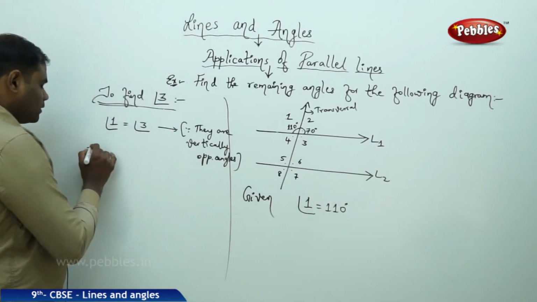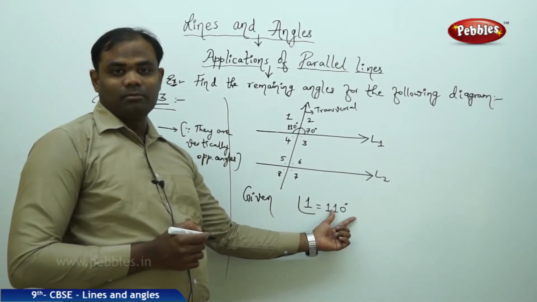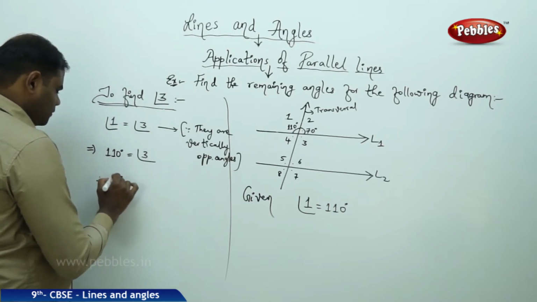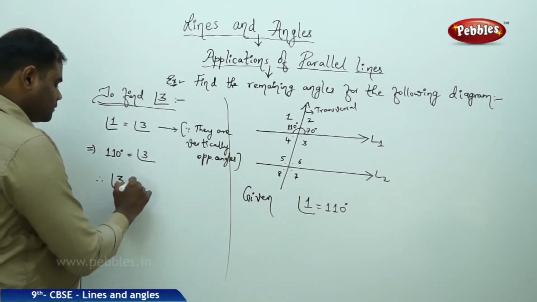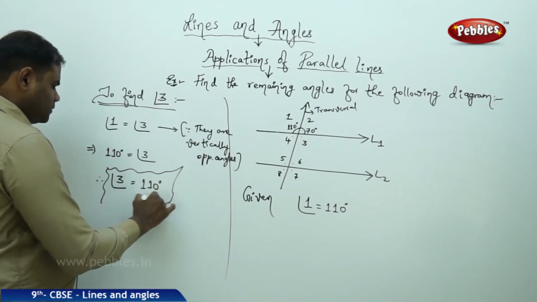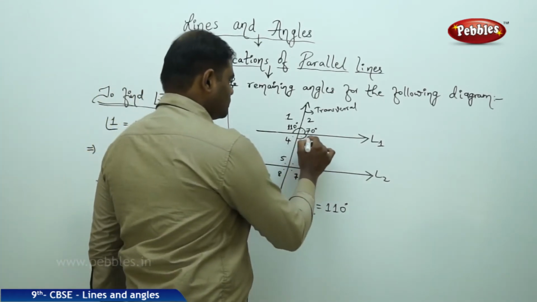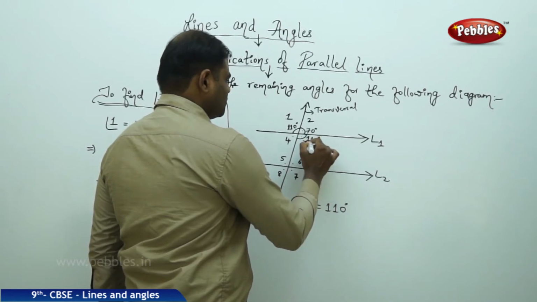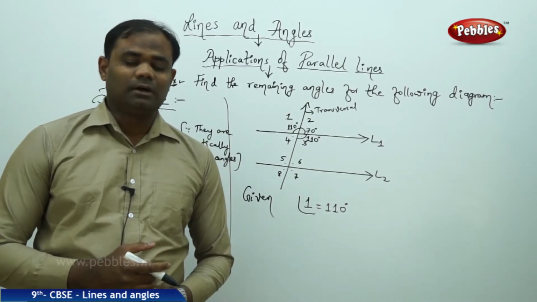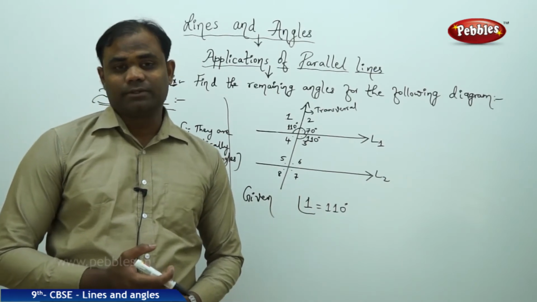But we know that angle 1 is 110 degrees, as clearly given in the condition in the given problem. Angle 1 is 110 equals angle 3. Therefore, I clearly have my angle 3 which is equal to 110 degrees. So my angle 3 is now 110 degrees. Now comes finding angle 4. Let's see how we can find angle 4 using the basic angle 1 equals 110 degrees.